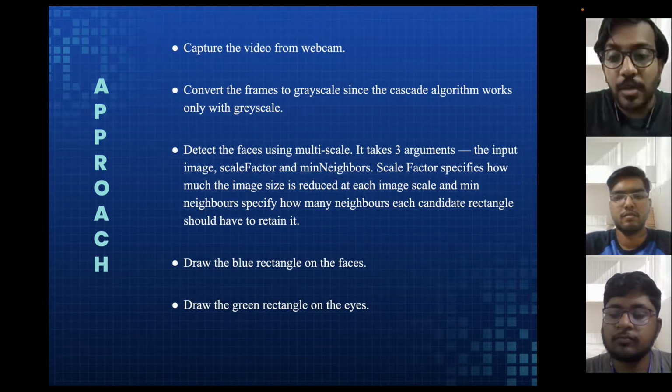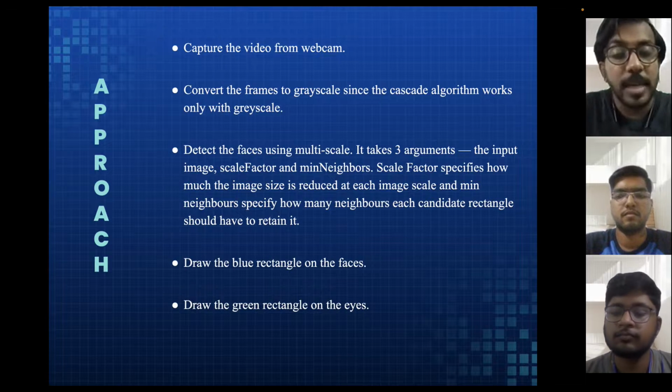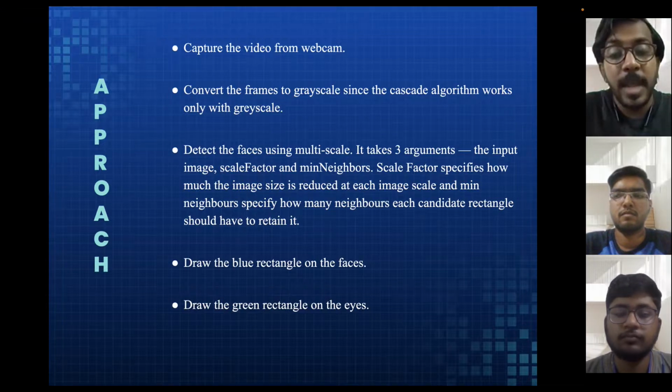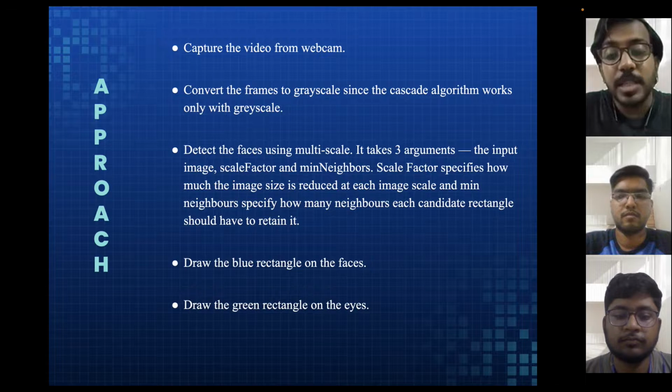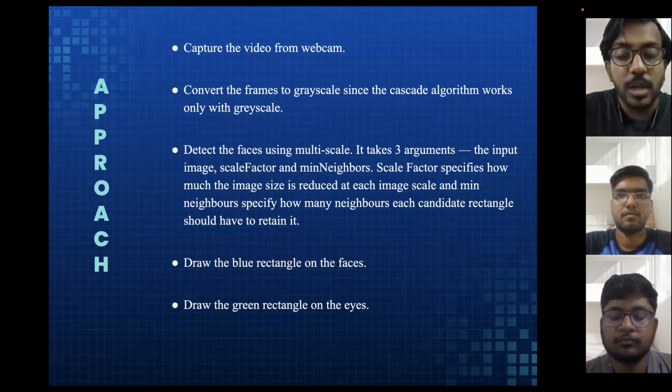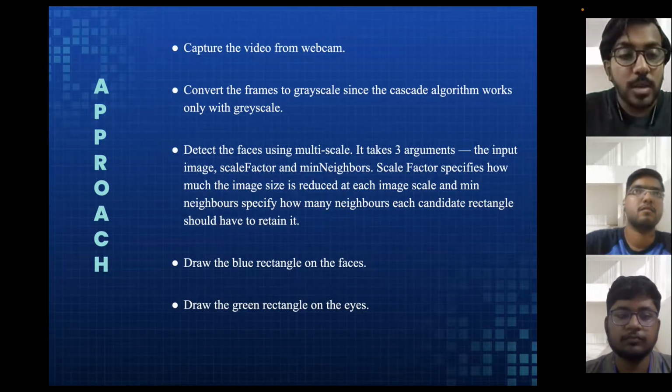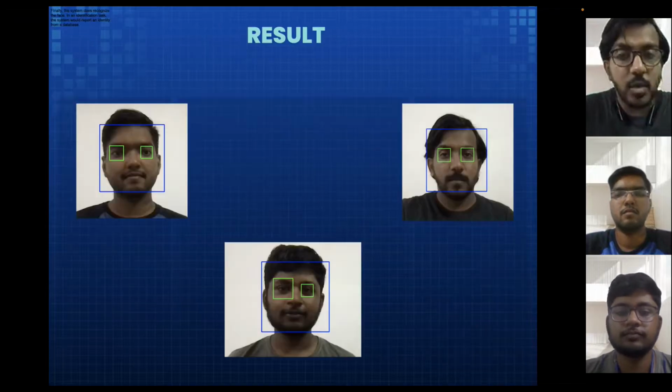In that, we have taken three arguments: the input image, the scale factor, and the minimum neighbors. The scale factor specifies how much the image size is reduced at each image scale, and the minimum neighbors specifies how many neighbors each candidate rectangle should have to retain it. And after that, we draw a blue rectangle on the faces and a green rectangle on the eyes. That way we can distinguish all the blue lines together for the faces and the green lines for the eyes. So yeah, that was our approach, and we will look at the results.